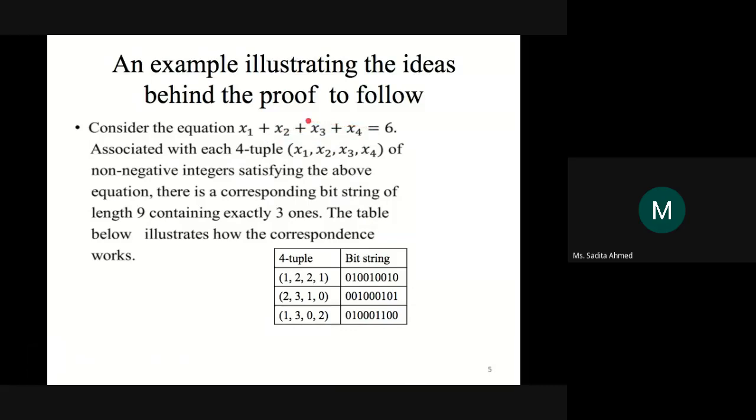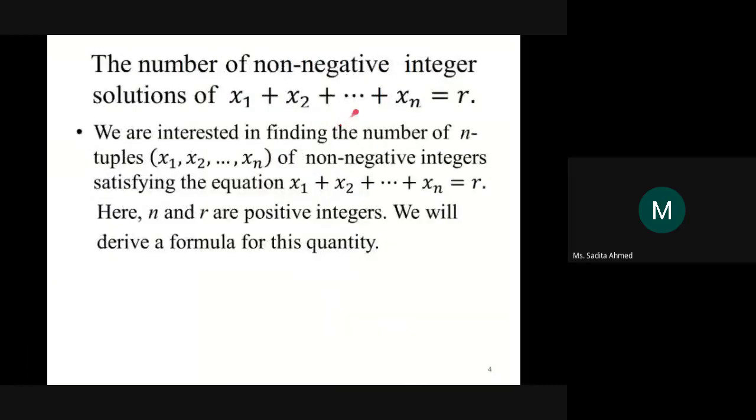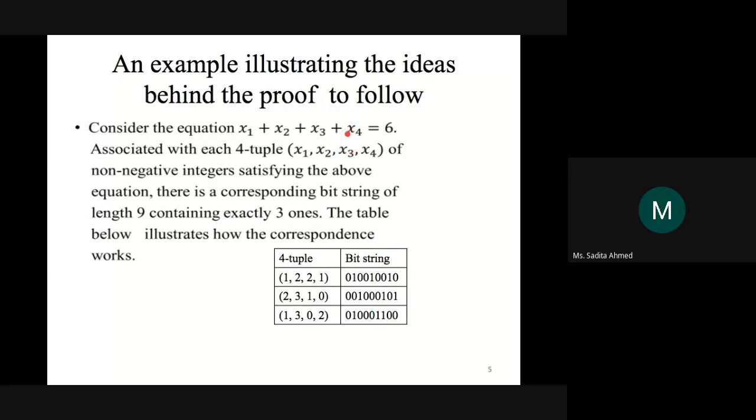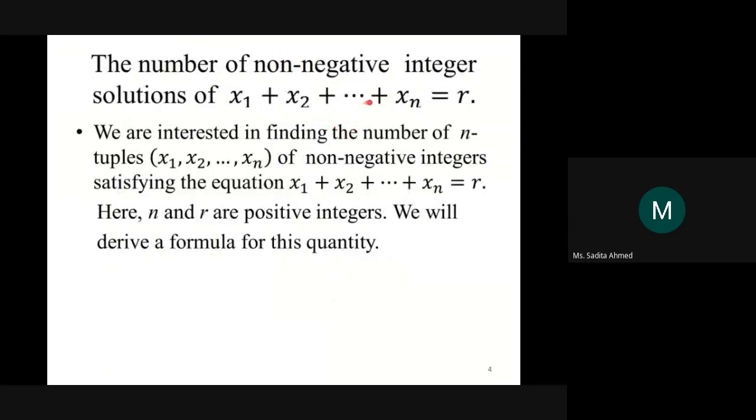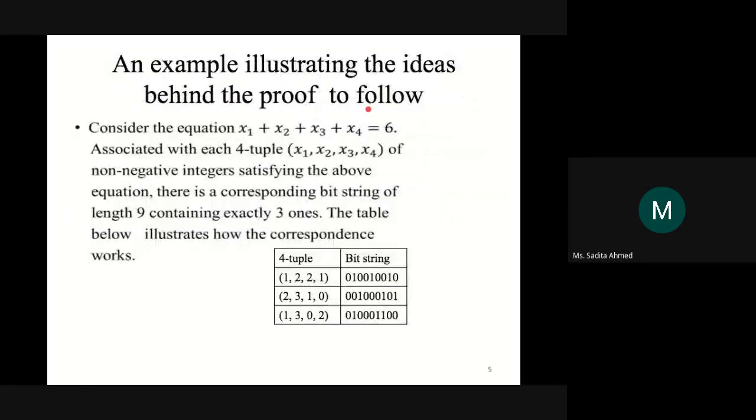So in the general case, we have n number of x's, right? Here n is equal to 4. So basically what we can say is that the total number of ones in these bit strings which represent the solution will be n minus 1. Basically, n can be any number. In this example, n is equal to 4. So if you have any number of x's, n, how many partitions would you need? N minus 1.